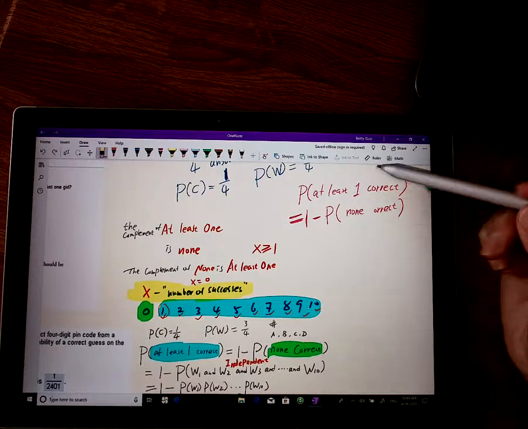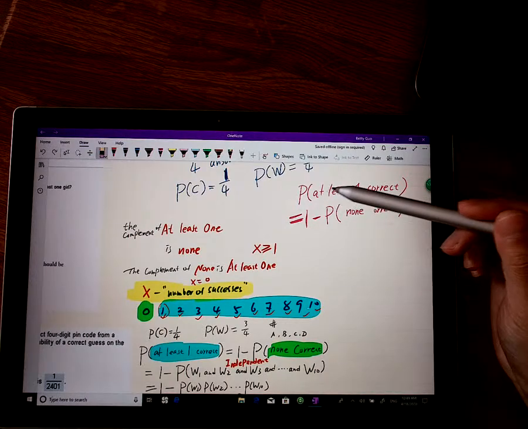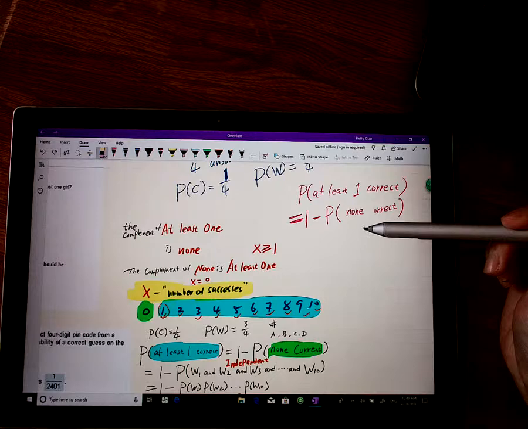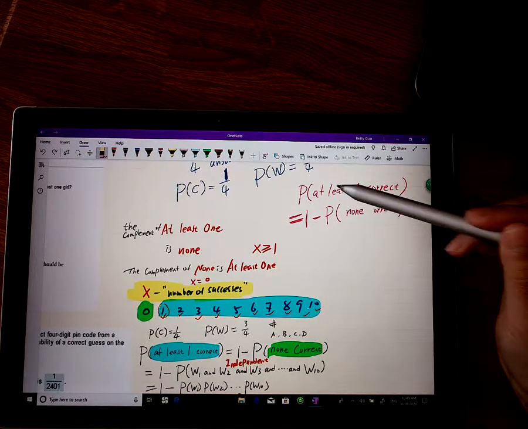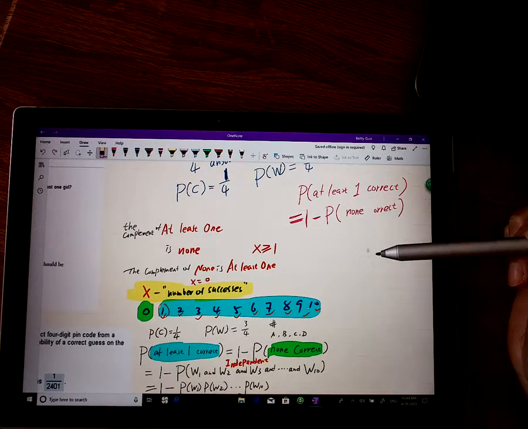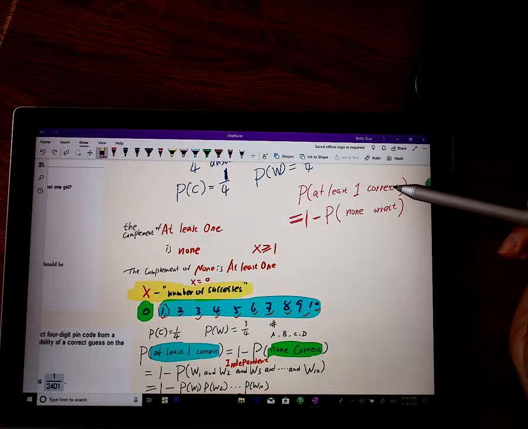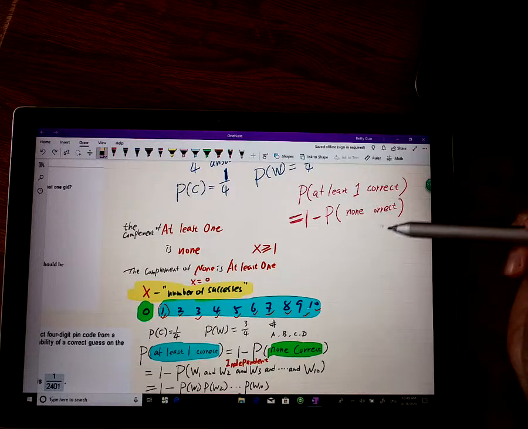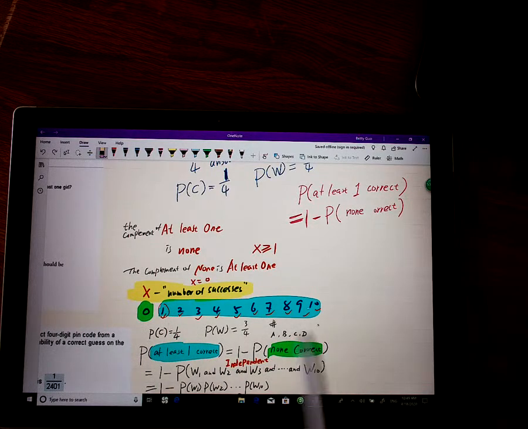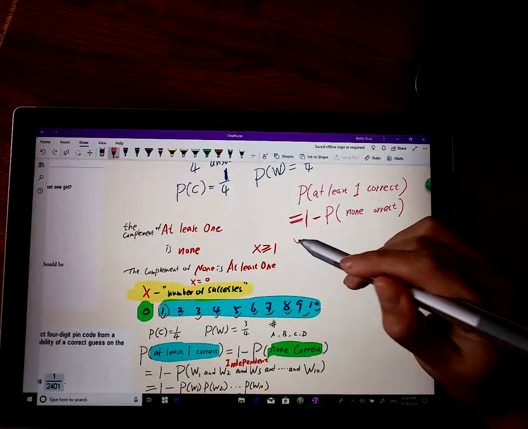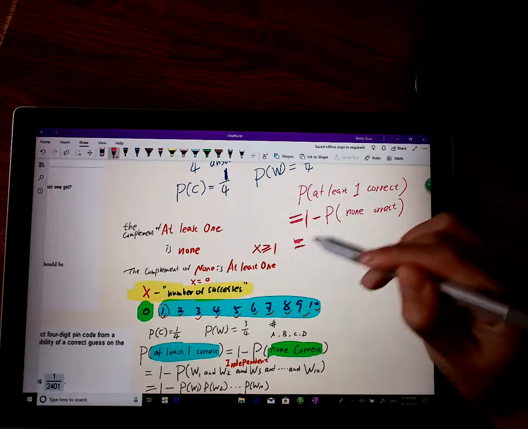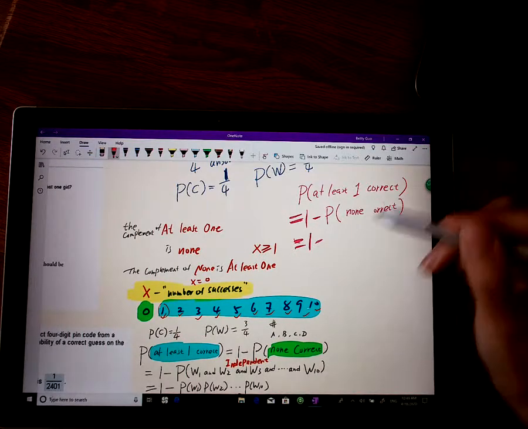Really figure out how come the complement of at least one is none. The complement of none is at least one. Why are those two events complementary? At least one correct; its complement is none correct. This should be very clear. Okay? All right. So how do we compute the probability of none?